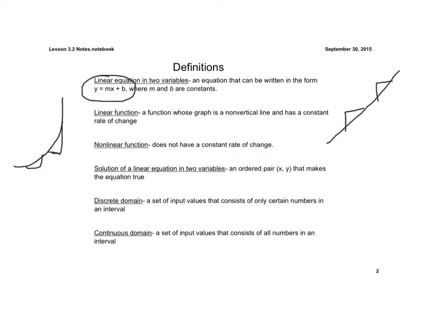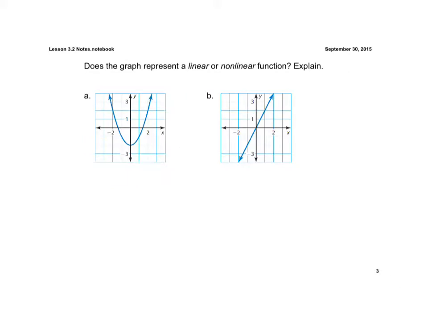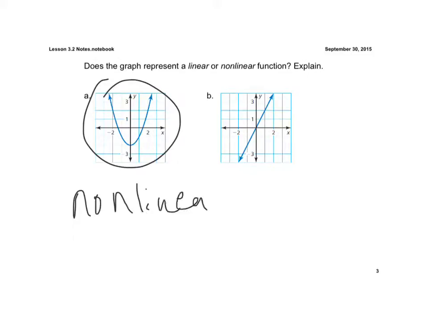Okay? A solution to a linear equation in two variables is an ordered pair that makes the equation true. And then discrete and continuous domain, you can write those definitions down, but we'll talk about them later in the video. First of all, if we look at this graph, which one's linear, nonlinear? Well, that would be nonlinear. And this graph, because it has a constant rate of change and it's a straight line, that would represent a linear graph or a linear function.